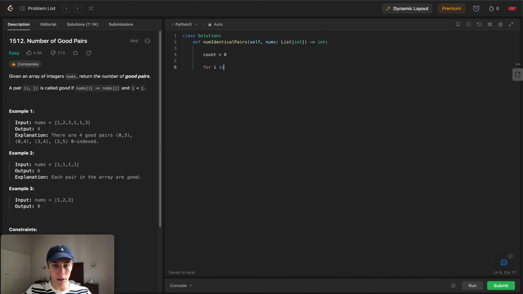For i in range len nums minus 1, for j in range i plus 1 to len nums, if nums[i] equals nums[j], if this meets the condition that they're equal, then I'm going to increment count and return count.